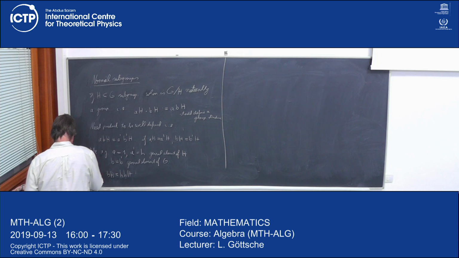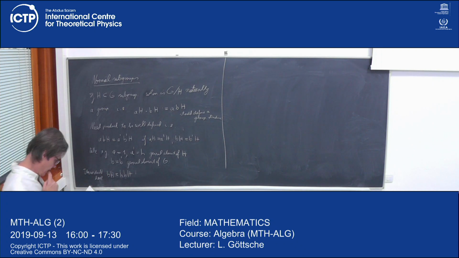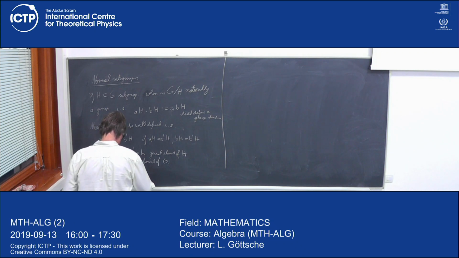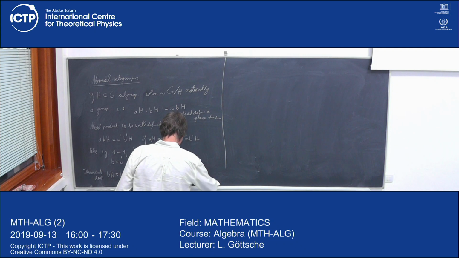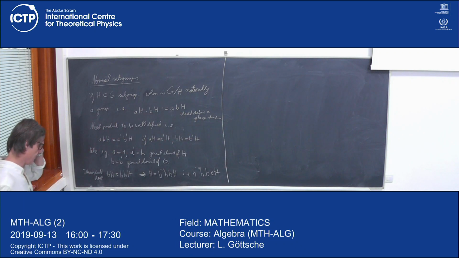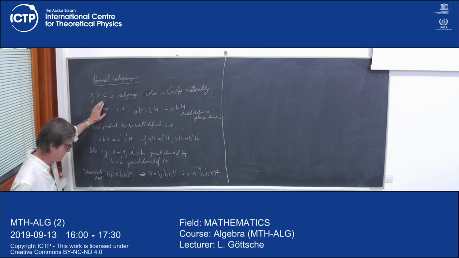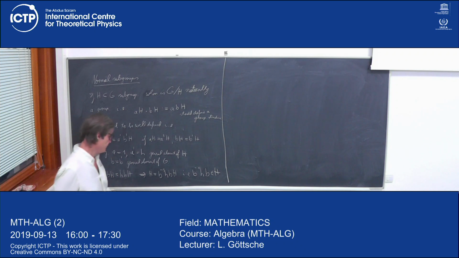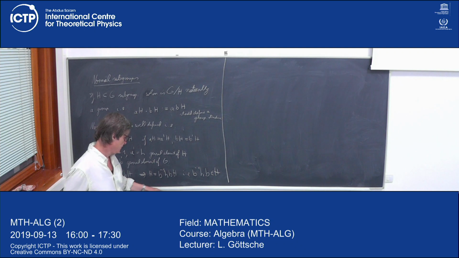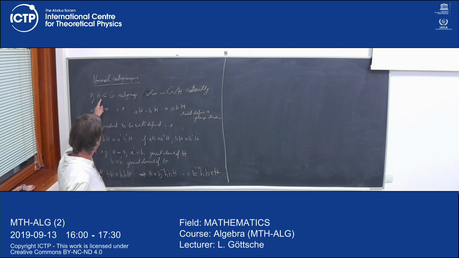Then we should have bH equal to hbH, so I multiply by b to the minus 1, and we get that b to the minus 1 hb is an element in H. Therefore the condition for this product to be well defined is that for any element g in G and any element h in H, ghg to the minus 1 is in H. We take this as our definition.